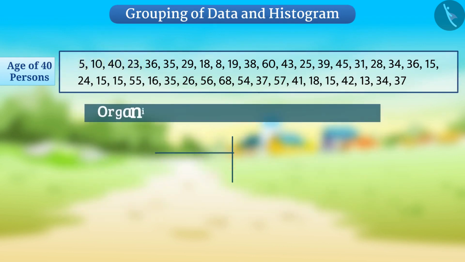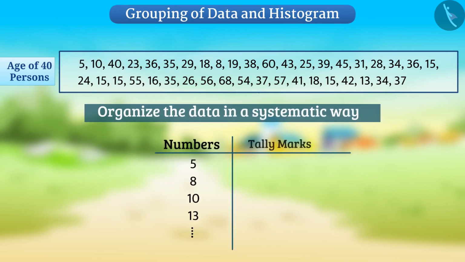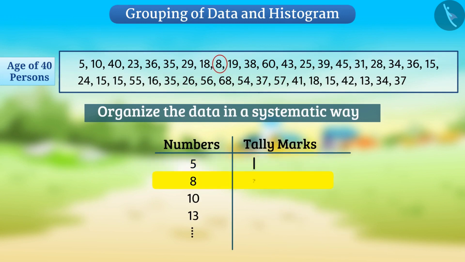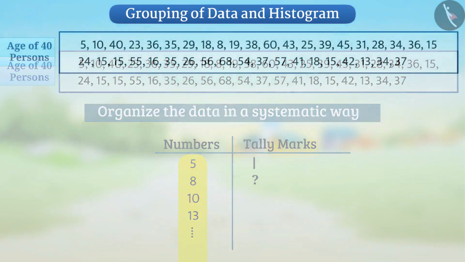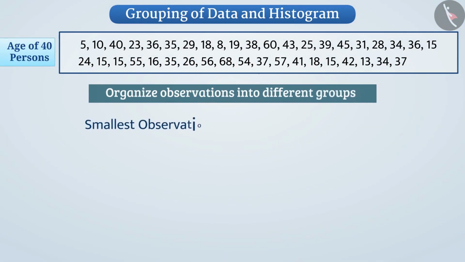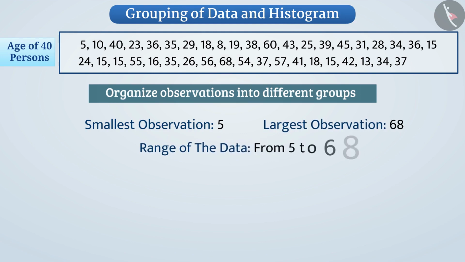Therefore, we organize the data in a systematic way, such as by making tables using tally marks. But it will not be easy to do this here because the number of observations here are very large. And if we show each observation in the table, then the table will be very long. In such a situation, we organize observations into different groups. Here, the smallest observation is 5 and the largest observation is 68. Therefore, the range of the data is from 5 to 68.